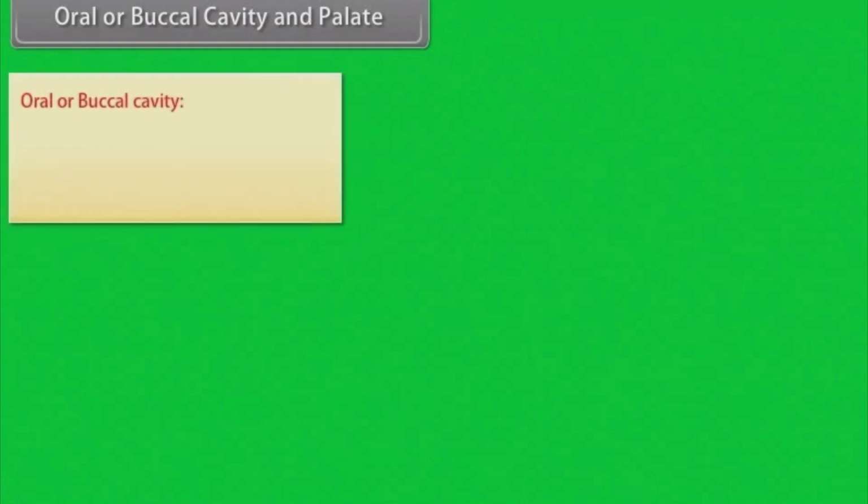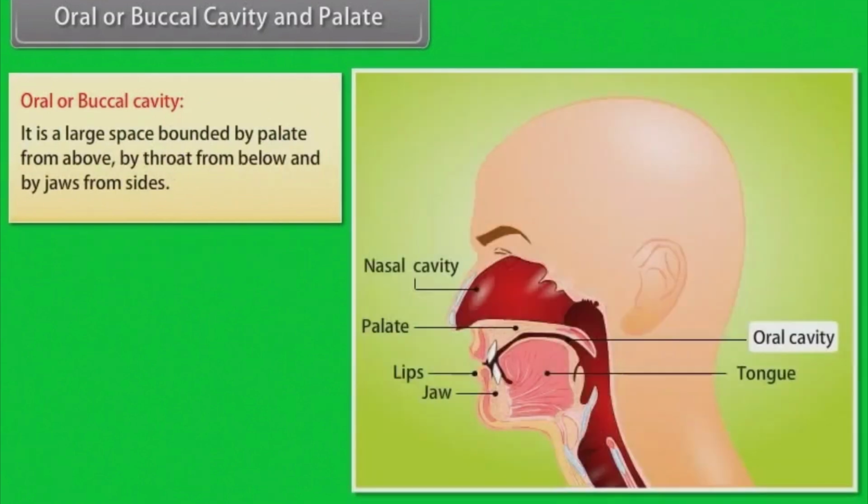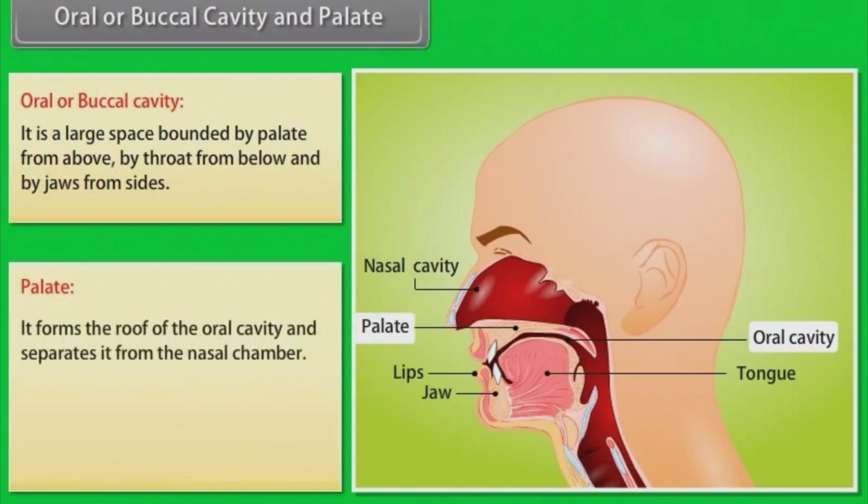Oral or buccal cavity and palate. Oral or buccal cavity: it is a large space bounded by the palate from above, by the throat from below, and by jaws from the sides. Palate: it forms the roof of the oral cavity and separates it from the nasal chamber. It is divided into two parts, hard palate and soft palate.